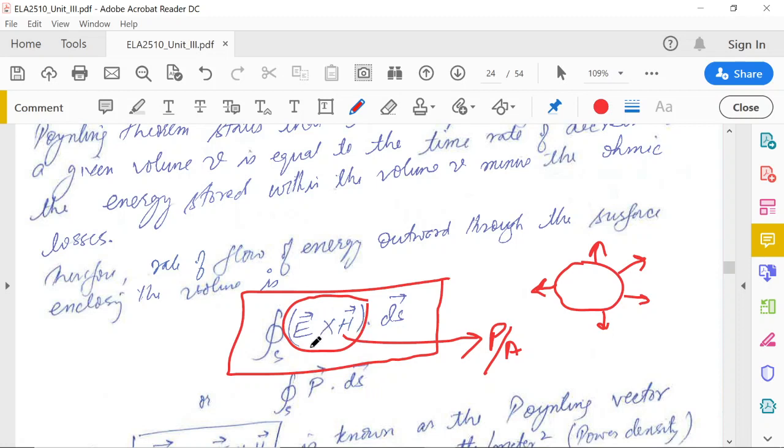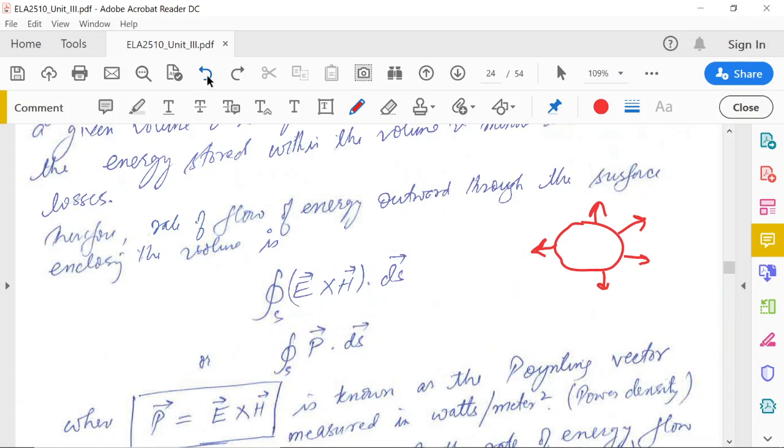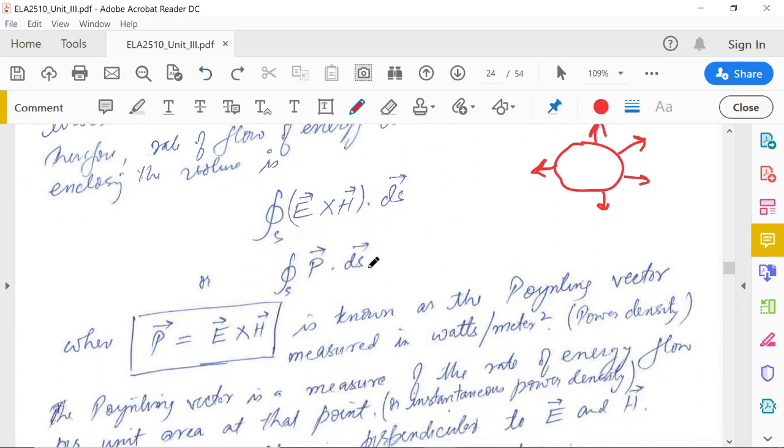Because E cross H is a vector, we give it a special name. This vector is called the Poynting vector. P dot ds. So we replace E cross H with P, and P is called the Poynting vector, and P equals E cross H is known as the Poynting vector. Because this is a power density, the unit will be watts per meter squared. So it will give you the power density associated with E and H at that particular time.